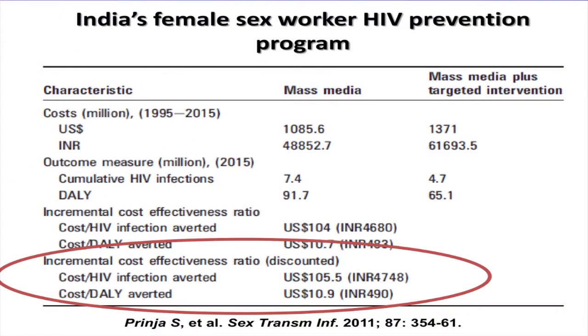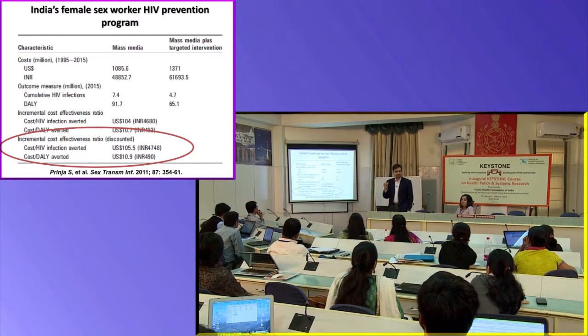So look at the female sex worker targeted intervention programs. The last line says cost per DALY averted, incremental cost effectiveness ratio. Would somebody like to interpret this value of $10.9? What does it mean? Okay, so I'll give you a context.